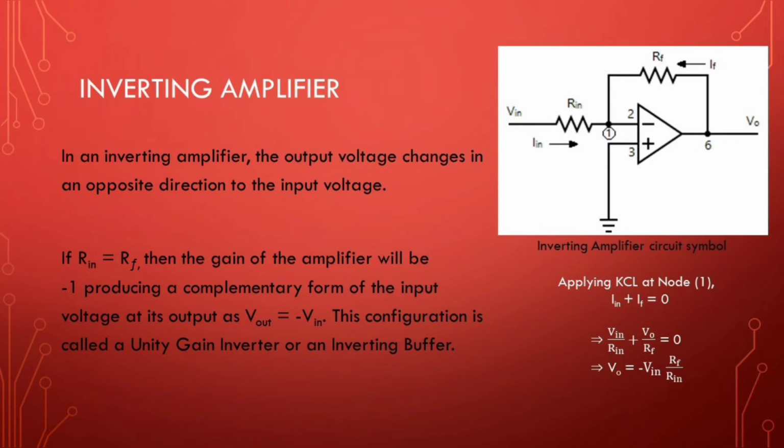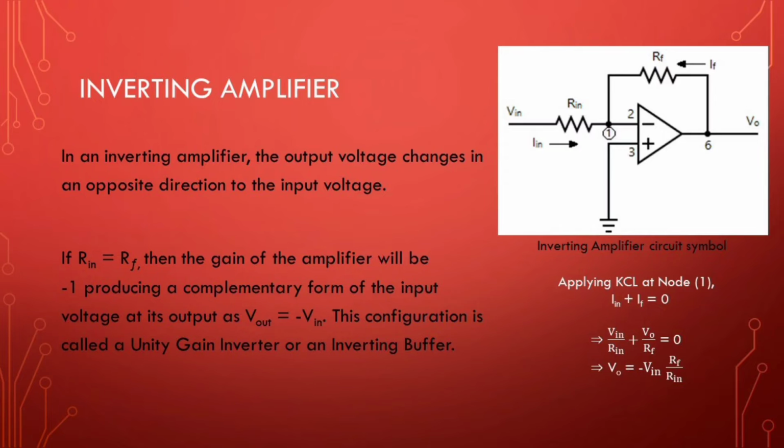Inverting amplifier. In an inverting amplifier, the output voltage changes in an opposite direction to the input voltage. Applying KCL at node 1, we get the following equations. I_in plus I_f equals 0, which implies Vin divided by Rin plus V0 divided by Rf equals 0, which implies V0 is equal to minus Vin into Rf divided by Rin.